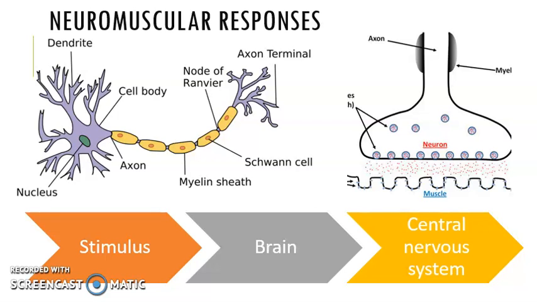When a person sees a stimulus, their eyes send an electrical impulse down a sensory neuron to the brain, which then sends an impulse down the central nervous system via motor neurons. This nerve impulse then travels along motor neurons.